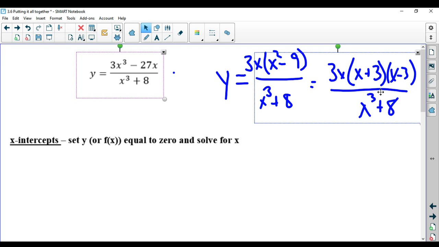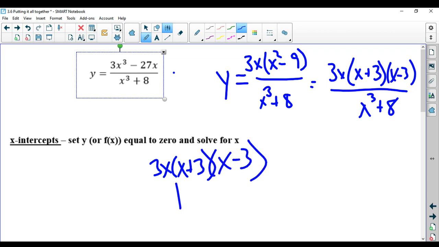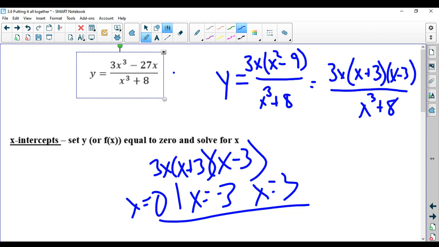So the X-intercepts are where the top equals 0, or where the function equals 0. So when you set this function equal to 0, it's 0 when the top is 0. So really what it comes down to is we're trying to figure out where the top equals 0. Since it's factored, this is going to be very simple. That's x equals 0, x equals -3, and x equals 3. Those are the X-intercepts.